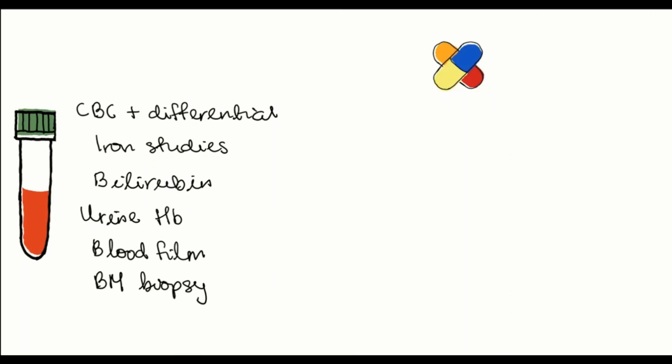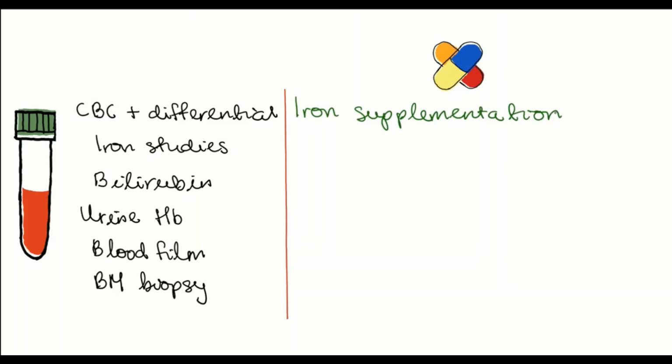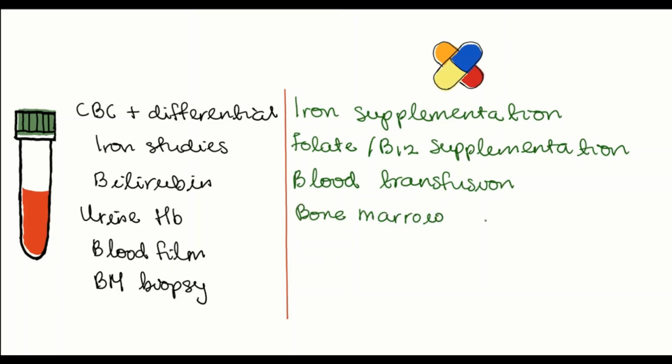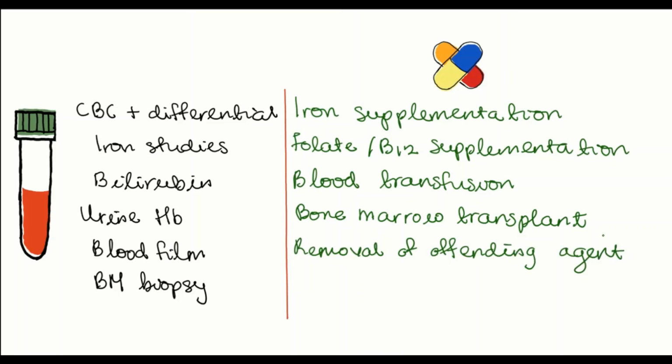Just as investigations depend on the underlying cause, treatment also depends on the underlying cause. So in nutritional deficiencies, iron supplements, folate or vitamin B12 supplements would be given. In acute blood loss, a blood transfusion would be done. And in all cases of severe anemia, actually, a blood transfusion is required irrespective of the underlying cause. In bone marrow defects, a bone marrow transplant would be done. In sickle cell anemia, hydroxyurea is very useful. And in certain hemolytic anemias, which could be due to medications, removal of the offending agent is an important treatment modality.